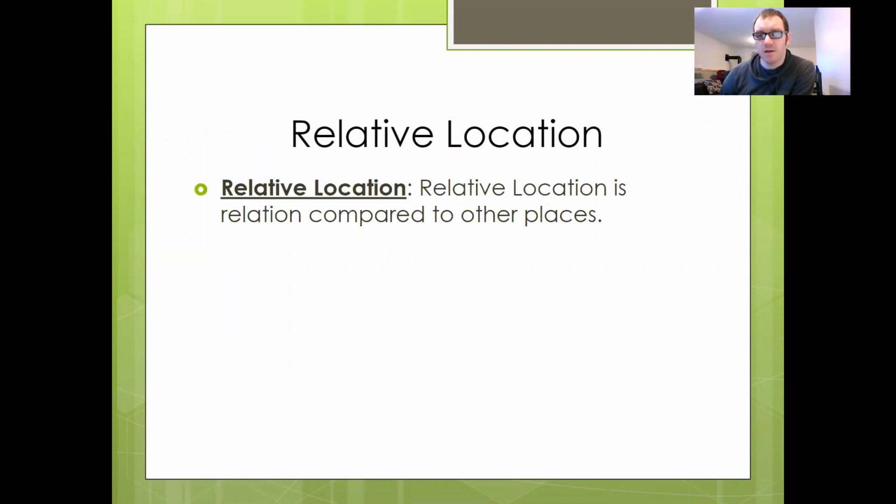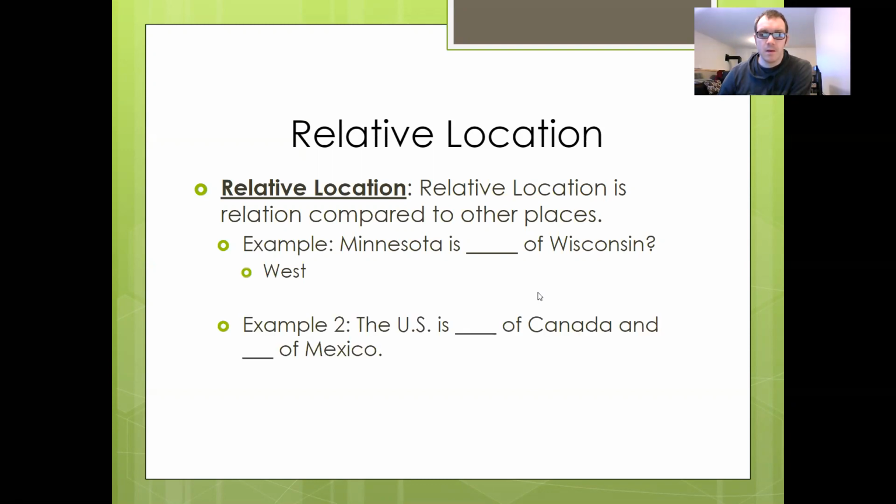Now, relative location is a little bit different. With relative location, we're looking at its location in terms of other places. And so you might say the location of the high school in comparison to the elementary school or St. Francis School or something like that. So for example, Minnesota is what of Wisconsin? Well, we'd say, okay, Minnesota is west of Wisconsin. The US is what of Canada and what of Mexico? Well, it's north of Canada, south of Mexico. I said that wrong. It's south of Canada and it's north of Mexico, right?